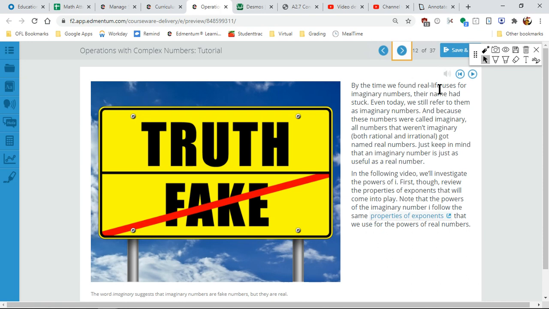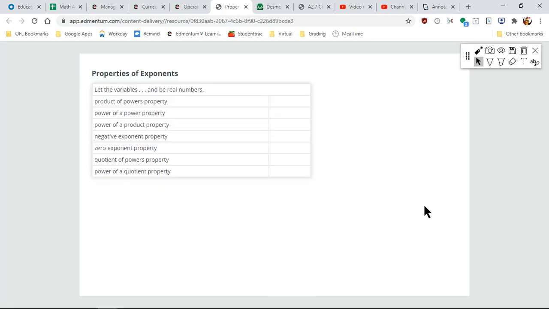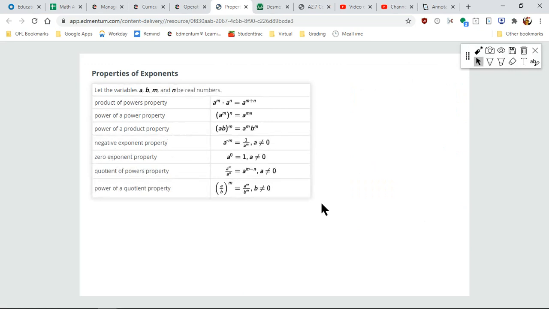By the time we found real life uses for imaginary numbers, their name had stuck. So yes, they're called imaginary numbers, but that's just their name. That's why we keep calling them that. We haven't really given them another name since then, but imaginary numbers do have a lot of uses.